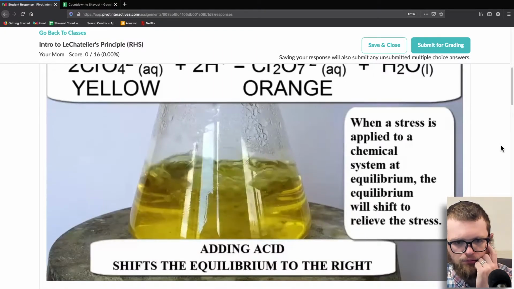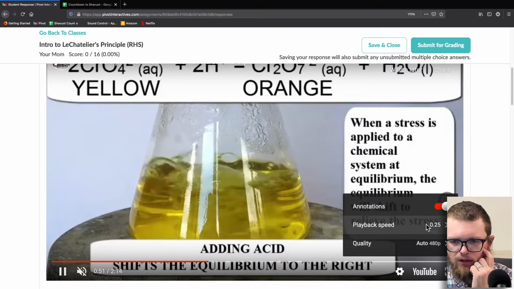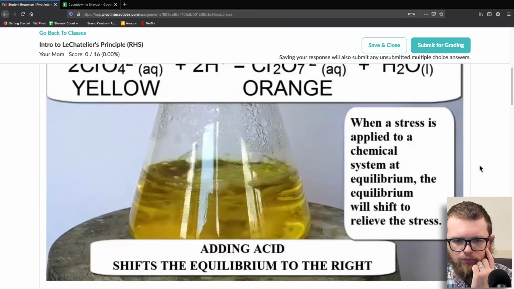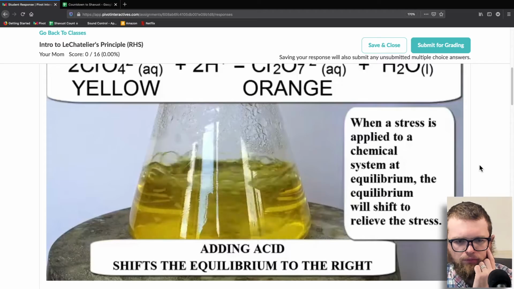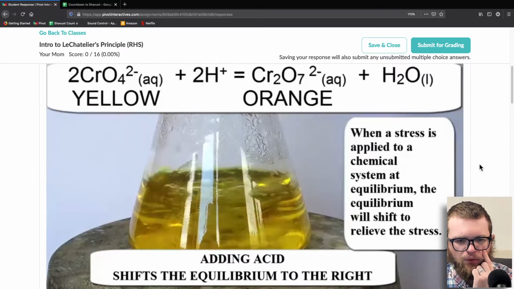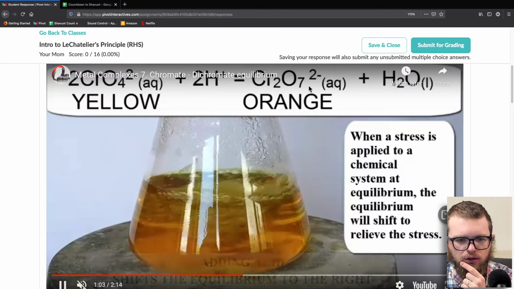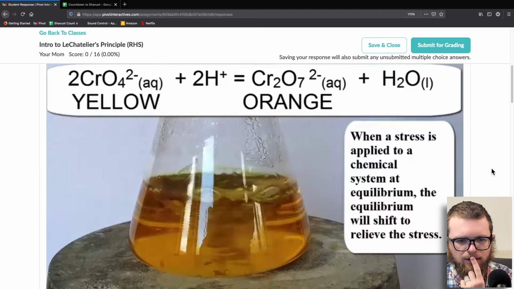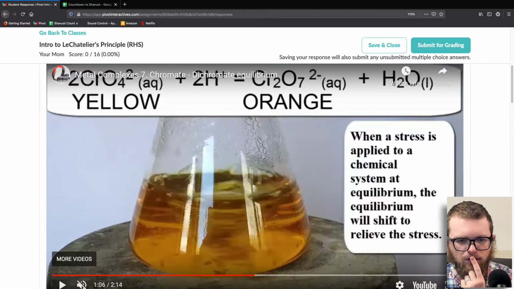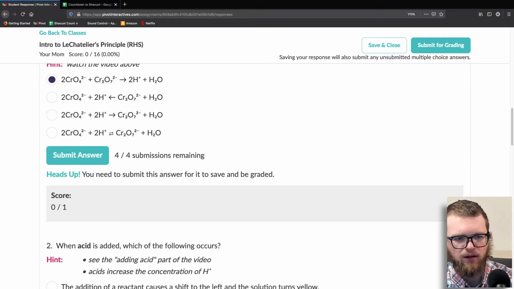Well, let's see what happens when that acid actually gets dropped in. Oh, there's a drop, there's a drop. You can see a couple drops falling in. Oh my goodness, and it's becoming a different color. It's becoming more orange to the right. So we know the reaction's getting pushed to the right and becoming more orange because that's on the product side.